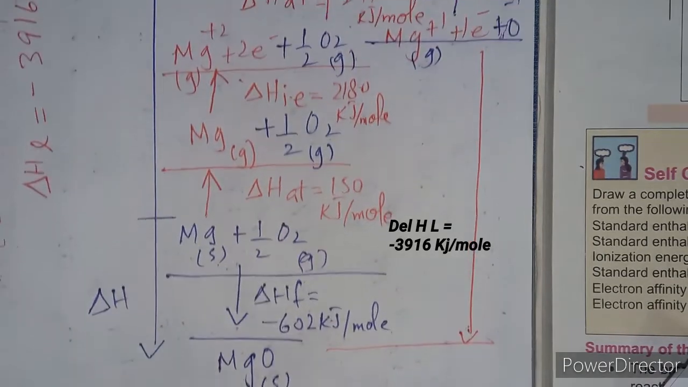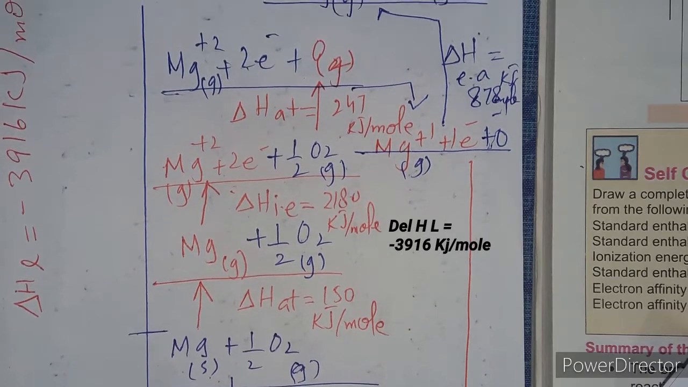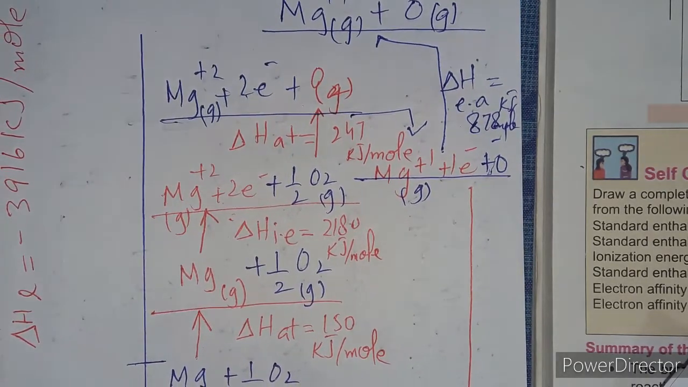So this is how you will draw the Born-Haber cycle for MgO. I hope you all understand it well.